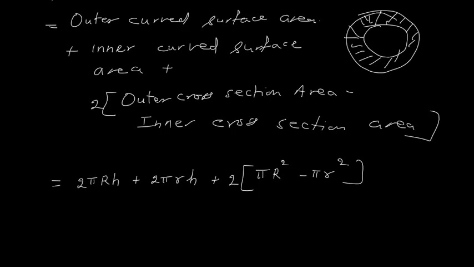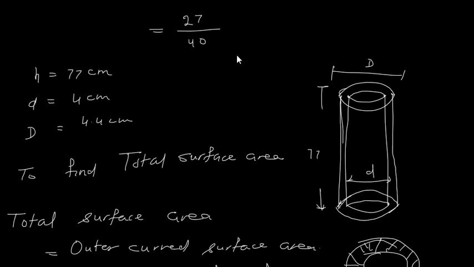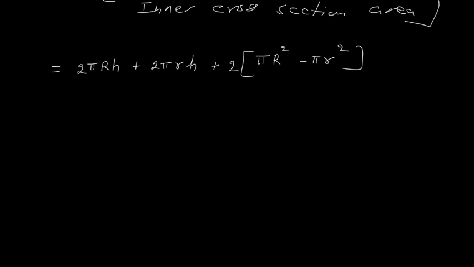Okay, so diameter is given, so radius we can find out. Small r is 2 centimeter and capital R is 2.2 centimeter. Okay, h is 77. So this is equal to 2 pi h I will take out. Inside I have capital R plus small r, plus 2 pi, here I have capital R square minus small r square.